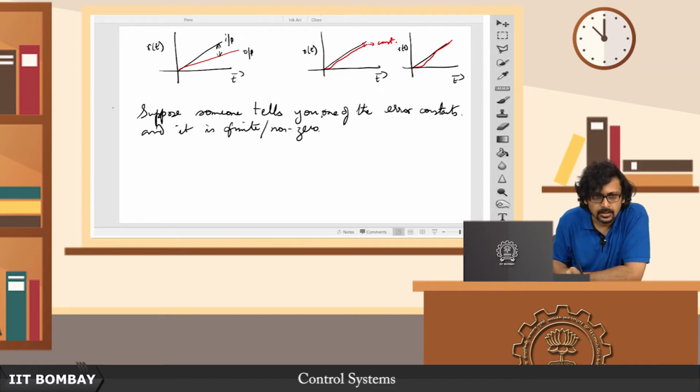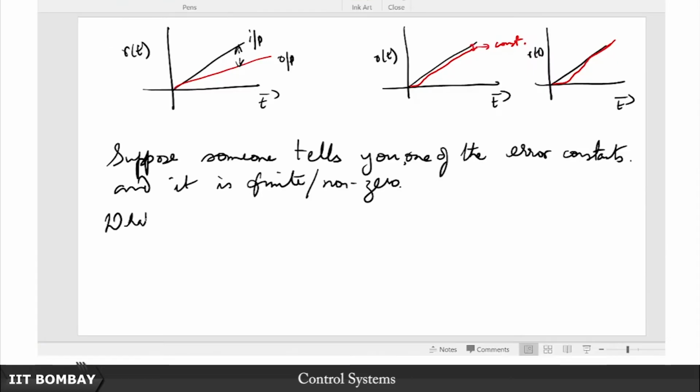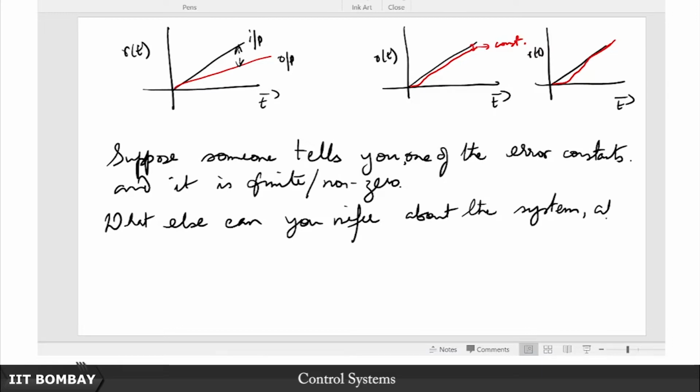The question is, apart from this number, what else can you infer about the system apart from this number? Okay, so that's an interesting question. So let's think about it. Let's take it up piece by piece.